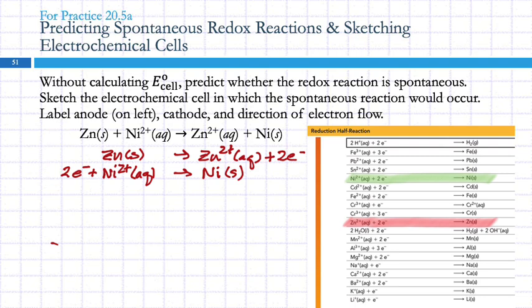And so this is the reduction. This is the oxidation. Oxidation happens at the anode. Reduction happens at the cathode.